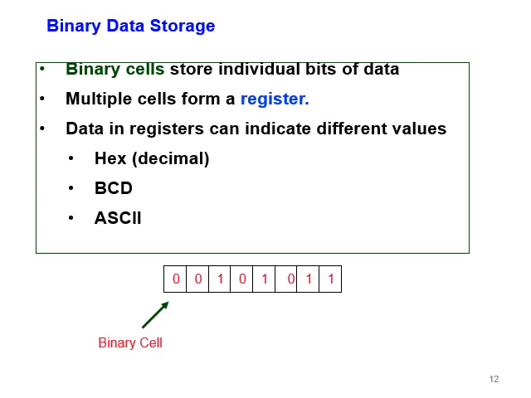Now a data register can indicate different values. It could be hexadecimal or binary coded decimal or ASCII. We discussed all of them before. Example of a binary cell, you can see here. Individual numbers are coded here, in ASCII. This is the 7 bits, and this one we added to make it a parity bit. Now is this odd or even? You will say this is even because I have 1, 1, 1, 1, which is 4.